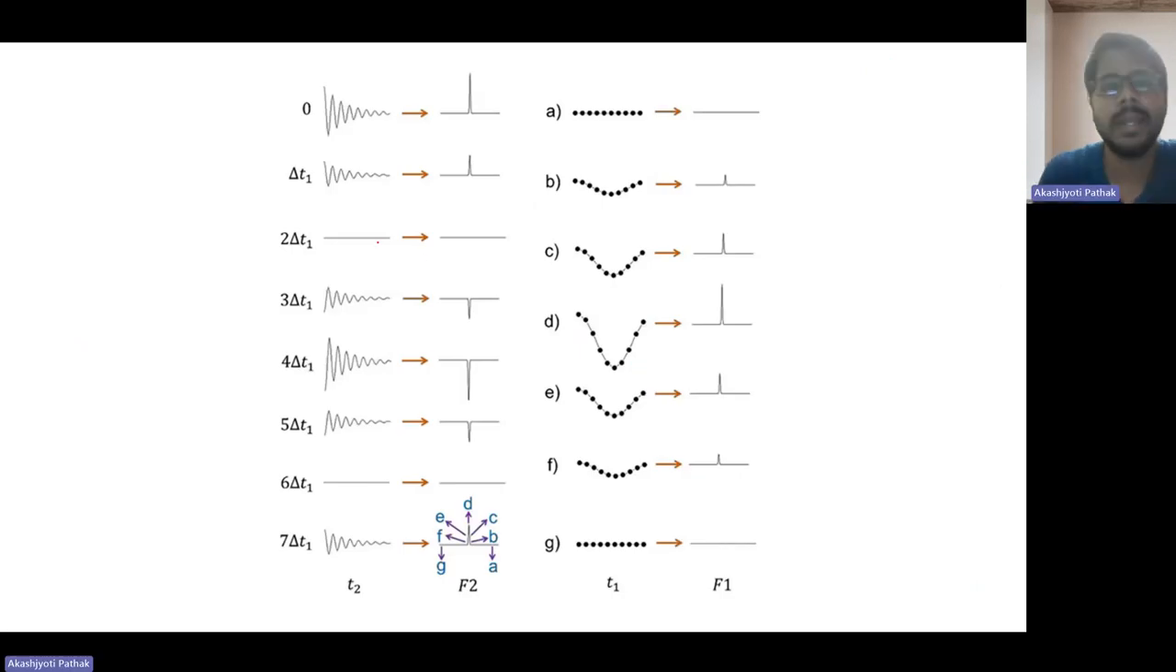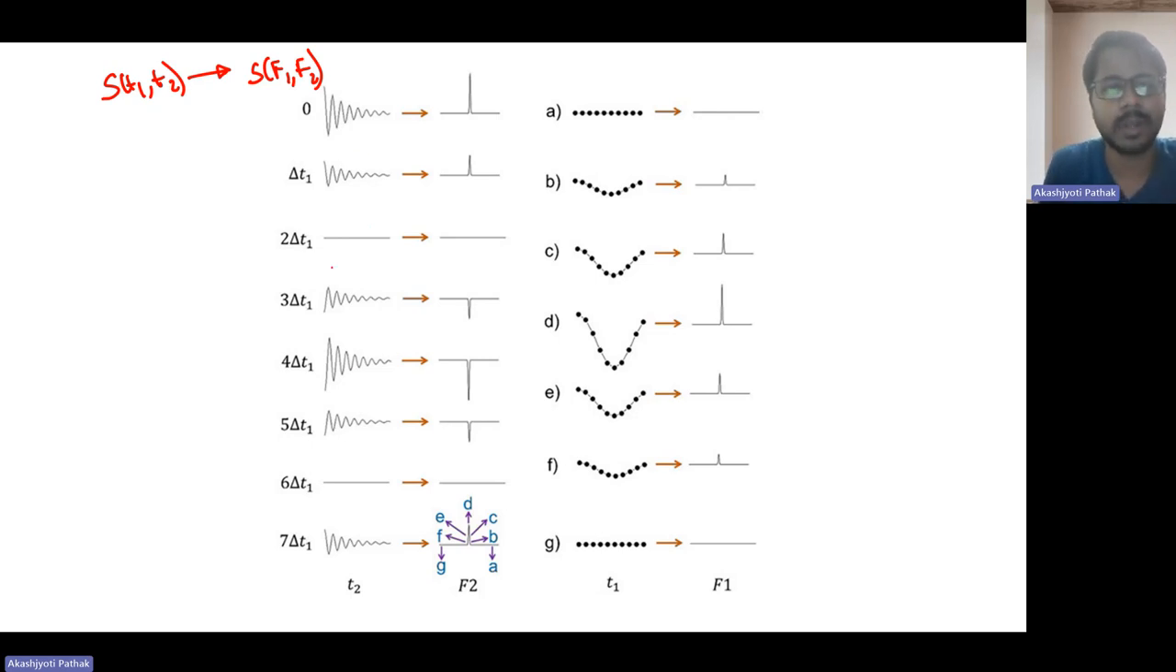Now, what does this figure indicate? This is again a schematic of the processing of the two-dimensional data S(T1, T2). Basically, you go to F1, F2 by Fourier transformation, right? So what are the steps shown in this schematic? It is the processing of the two-dimensional data as T1, T2. These are the individual FIDs, right? At zero time, at delta T1 time, at 2 delta T1.